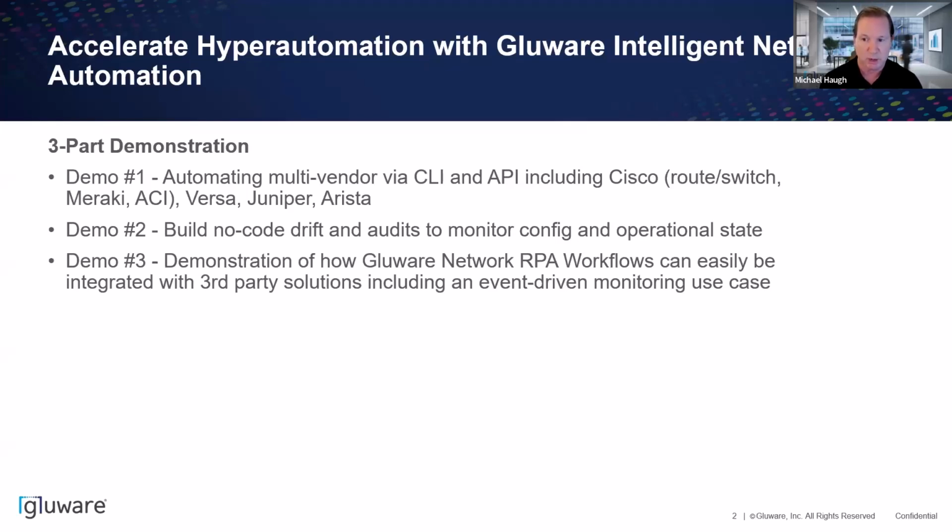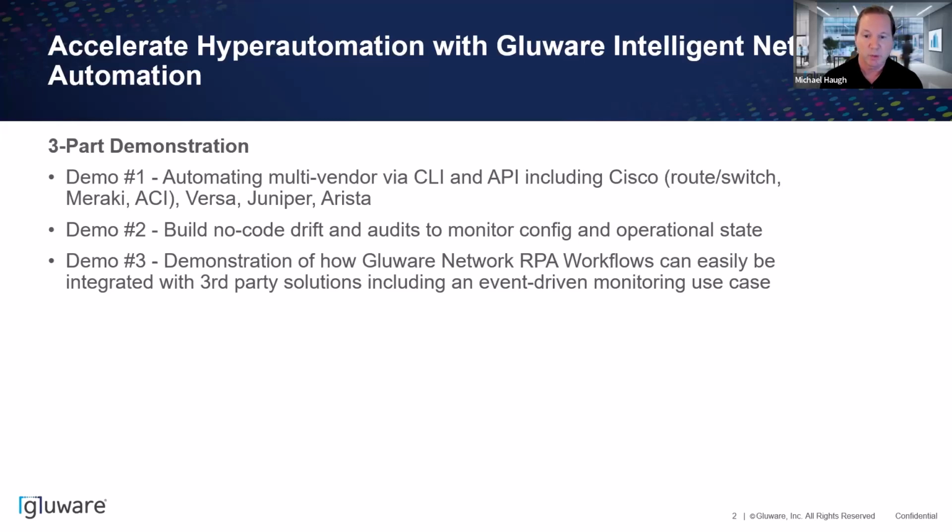To demonstrate that, we'll be highlighting multi-vendor setups, including Cisco CLI-based route switch, Cisco's Meraki and ACI. We'll touch on vendors like Versa and Juniper and Arista. In demo number 2, we're going to focus on another pain point in the industry, which is around performing audits. Those are generally configuration audit centric, but we're going to show you some new advancements in Gluware where you can even automate operational state.